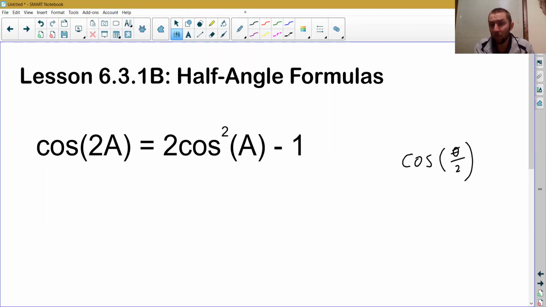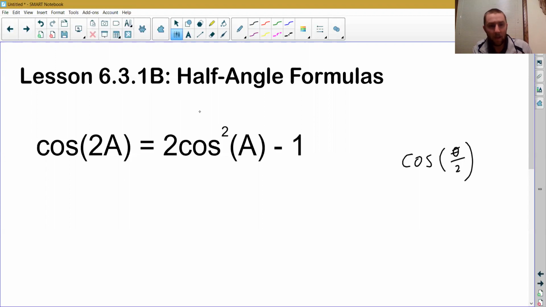This one comes directly from one of the double angle formulas that we looked at in our last video. Remember, in our last video, the angle sum formulas led us to the double angle formulas, cosine of 2a and sine of 2a. Now the double angle formulas are going to lead us directly to our half angle formulas.